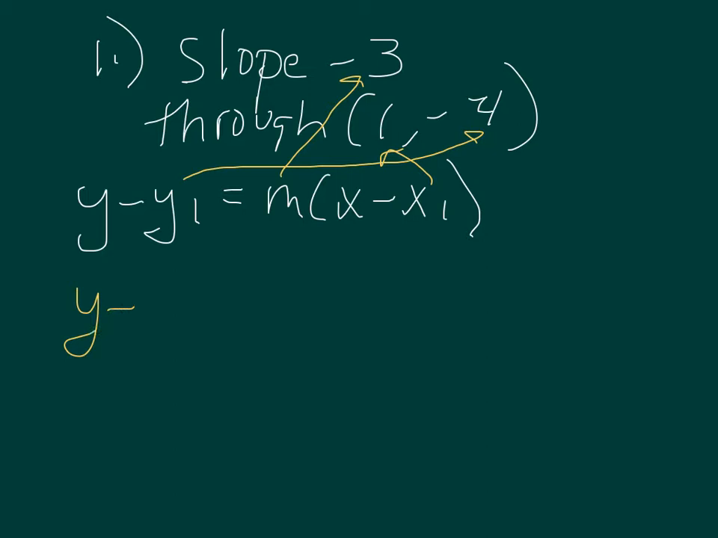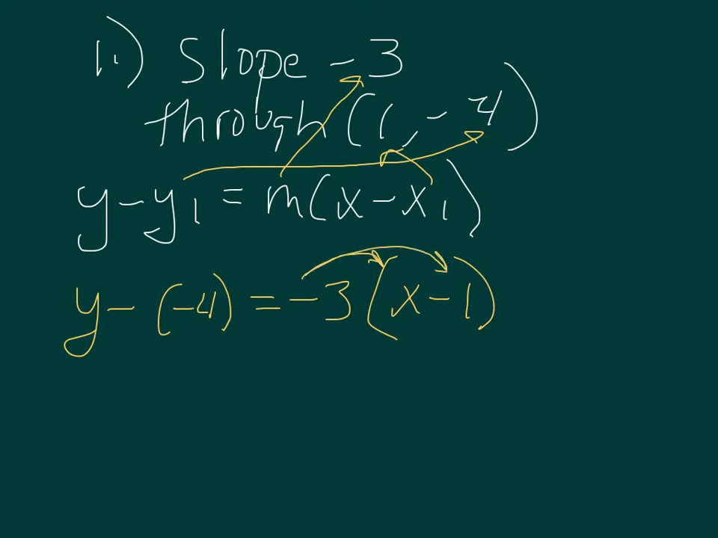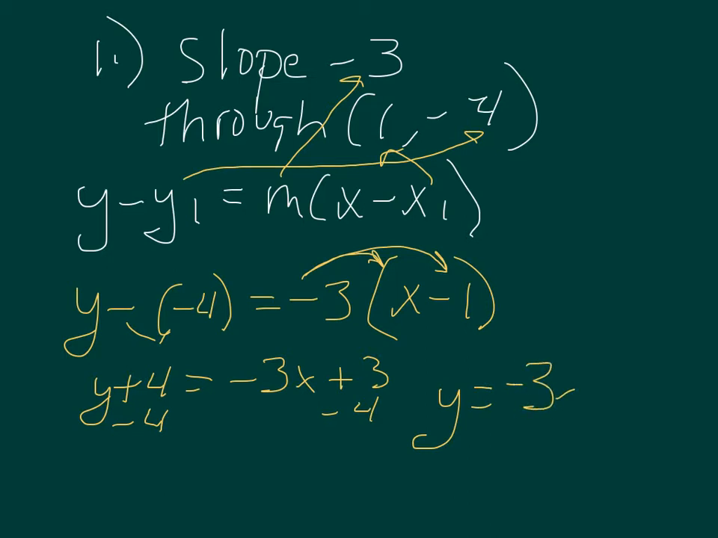So I go y minus -4, keep it in parentheses because you get that minus negative, equals m, the slope, times x minus 1. And from here I'm taking the distributive property, multiplying those through. Y minus -4 gives me y plus 4 equals -3x plus 3, because -3 times -1 is a +3. Get rid of the 4 because I got to put it in slope-intercept form. -4, so I end with y equals -3x minus 1. There's the solution to that problem right there.